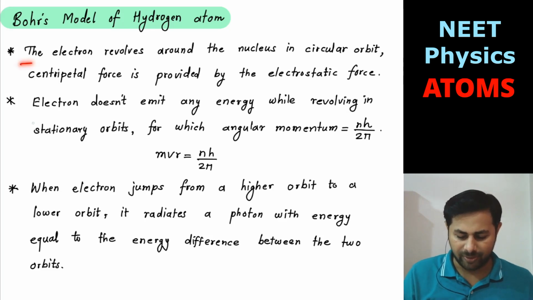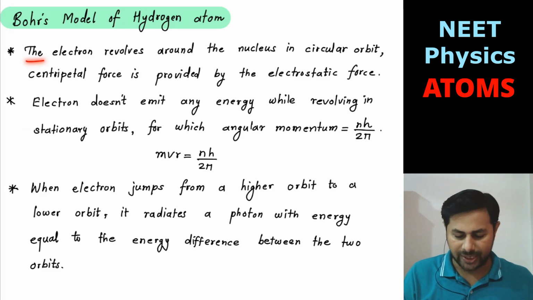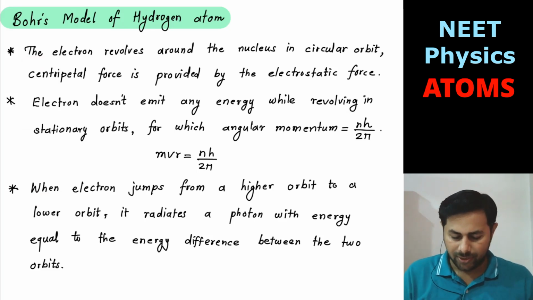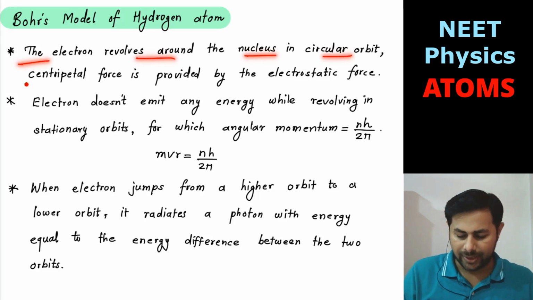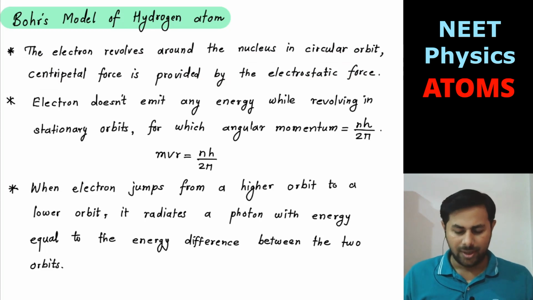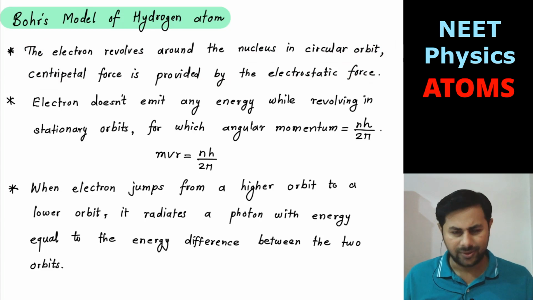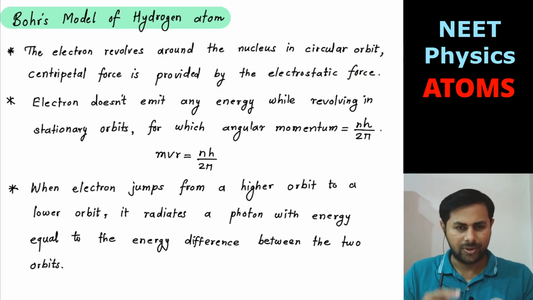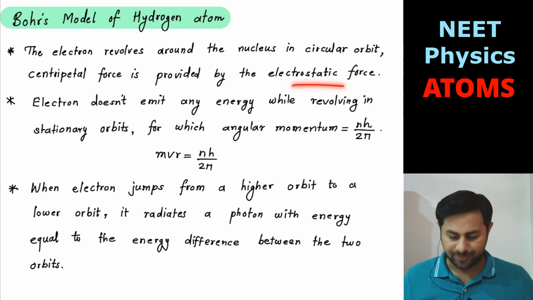So he gave us some postulates, and those postulates are called Bohr's model. The first one is that the electron revolves around the nucleus in a circular orbit, and the centripetal force is provided by the electrostatic force. This postulate is just picked from Rutherford's model as it is. There is no difference. There also the electron revolves around the nucleus, and the centripetal force required for the circular motion is provided by the electrostatic force.